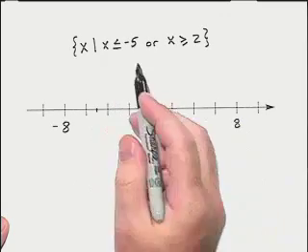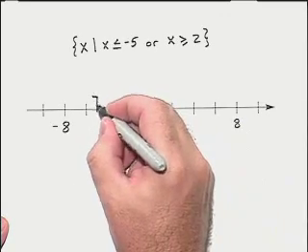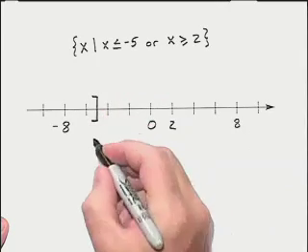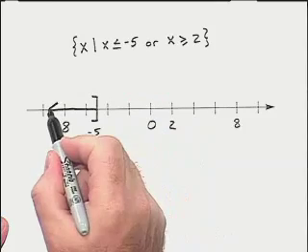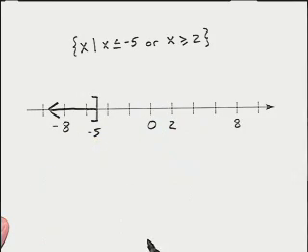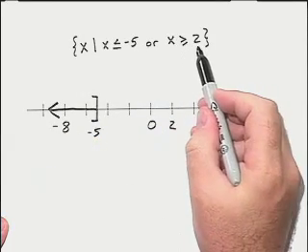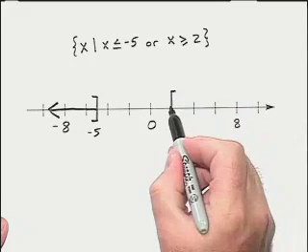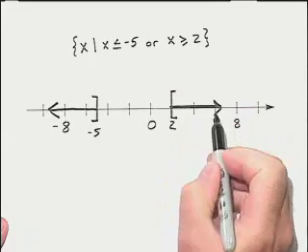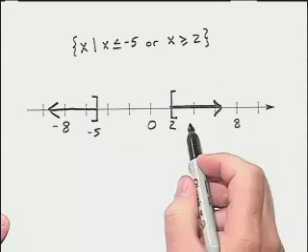We want x to be less than or equal to negative 5. So we'll use a square bracket at negative 5, and we'll draw an arrow going off to the left. We want x to be greater than or equal to 2. So we'll use a square bracket at 2. We'll draw an arrow going off to the right. And there's the graph of our solution set.